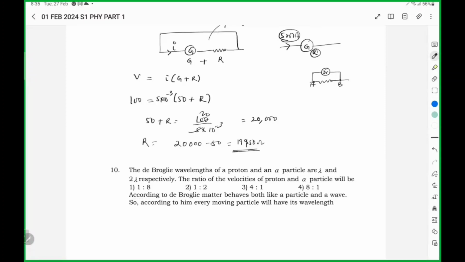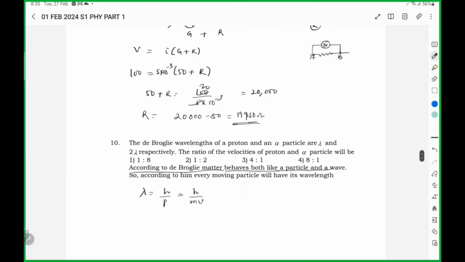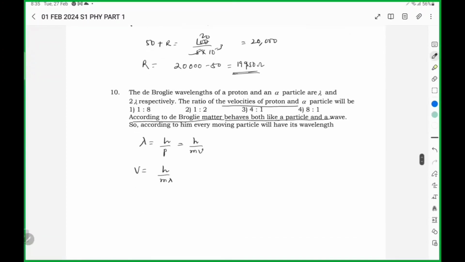Here, according to de Broglie, matter behaves both like a particle and a wave. Wavelength lambda is equal to h by p, which is h by mv. Now what he is asking is the ratio of velocity of proton, its constant mass of proton, by velocity of alpha particle, m alpha lambda alpha.